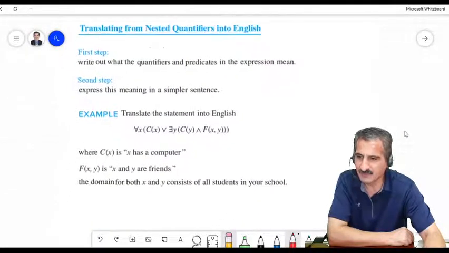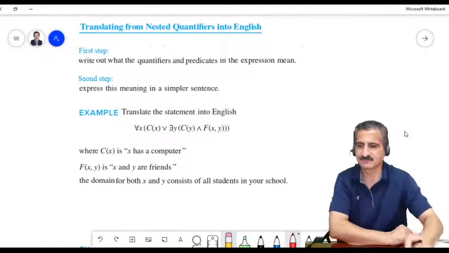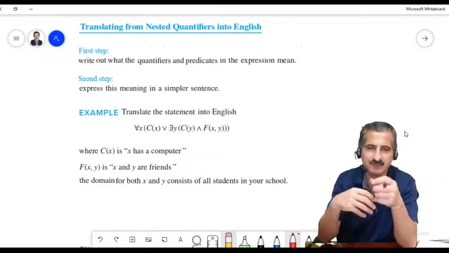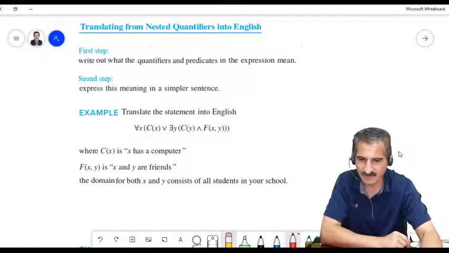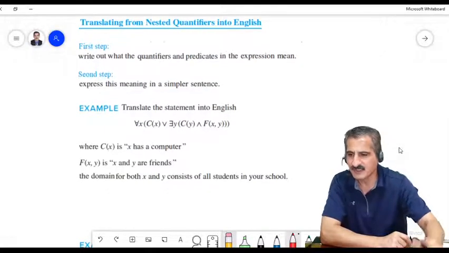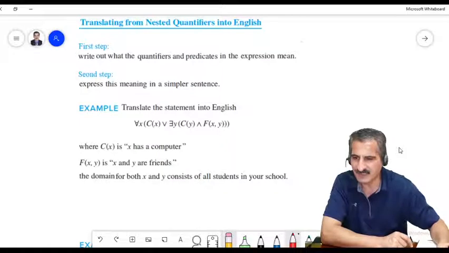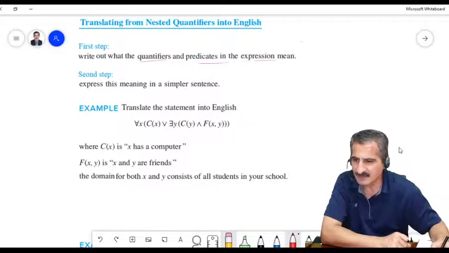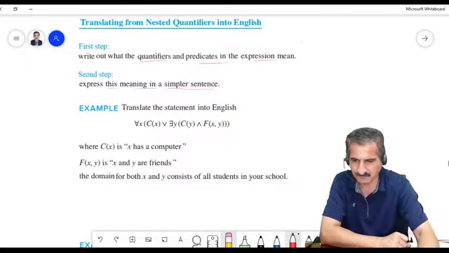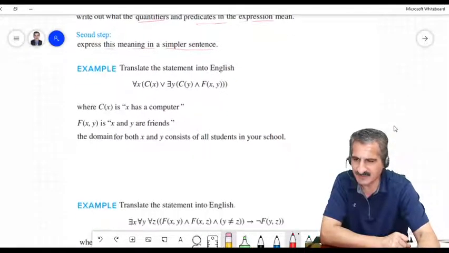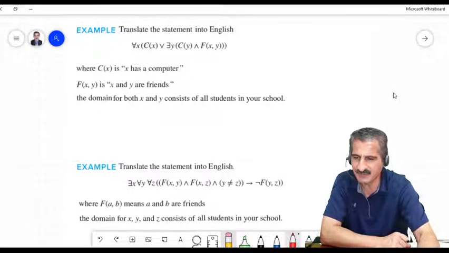Now we want to translate the opposite, from a logical statement to a language. To do so, first we write out the quantifiers and the predicates in the expression, what they mean. Then express this in simpler sentences. Okay, now let's look at the following example. Translate the statement into English.